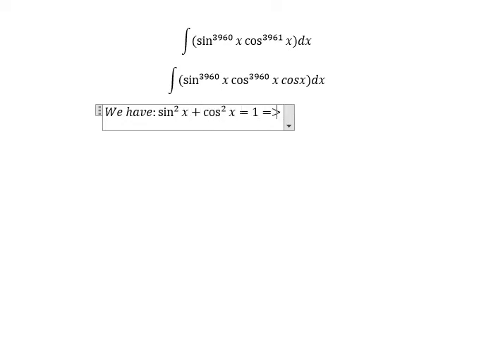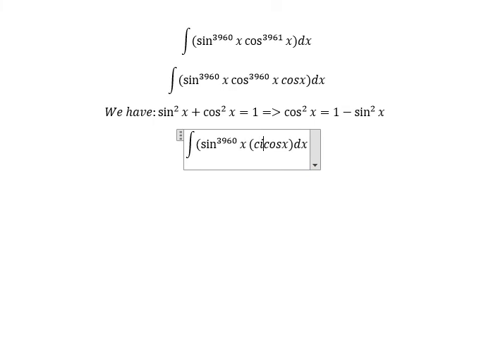Next, we have the formula sin x squared plus cosine x squared equals to number 1. So we have cosine x squared equals to 1 minus sin x squared. So here we need to convert the cosine x into sin x.